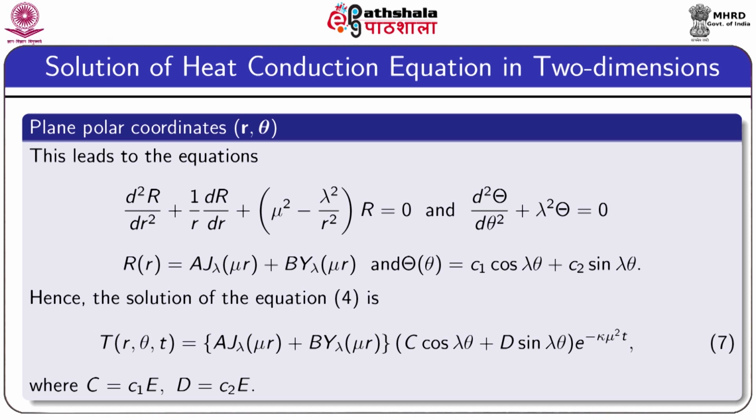Hence, the solution of equation 4, that means the original equation, is written in equation number 7, where capital A, capital B, C, D are constants. The constants C and D are defined as C equals C1 e and capital D equals C2 e.